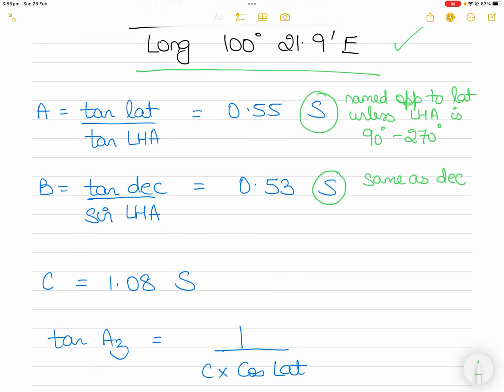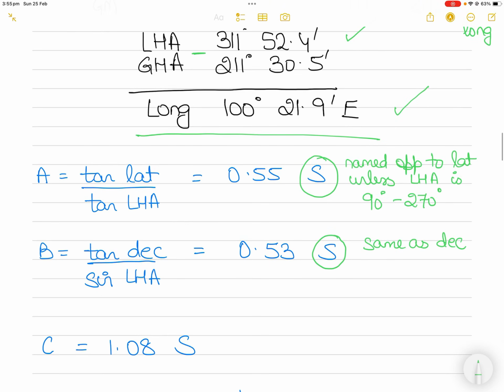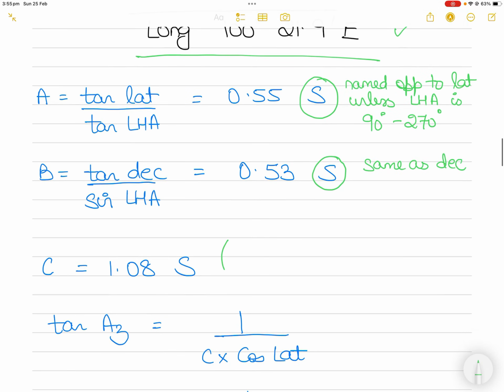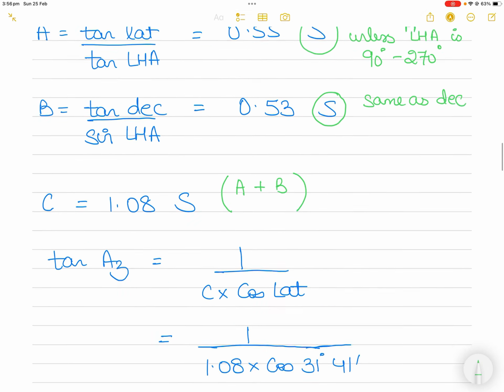And how do I find out B? Tan declination divided by sine LHA. Again, LHA is 311 degrees 52.4 minutes. You know declination already. Put the values. You may get a negative answer. Ignore the negative sign. And you find out the value. And then how do you find out C? C, if both A and B are the same name, they will add and use the name of their own. So A and B, 0.55 plus 0.53 is 1.08 and they are both south. So I have named C south.